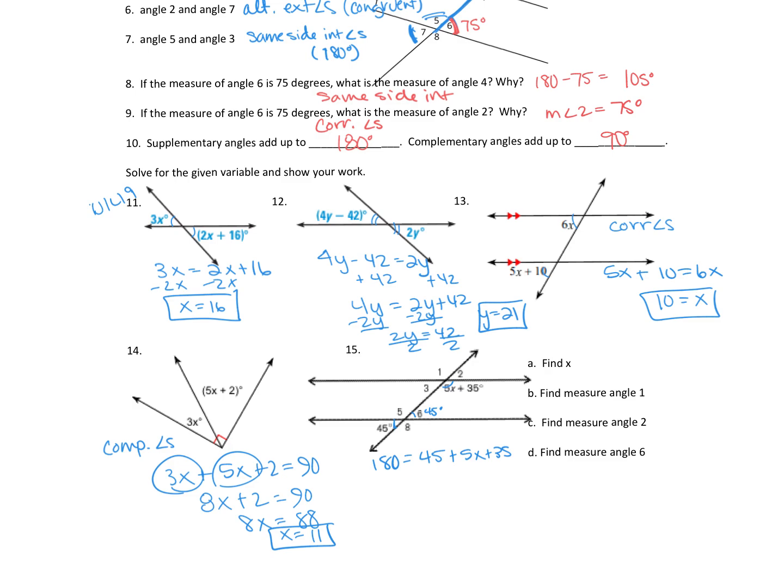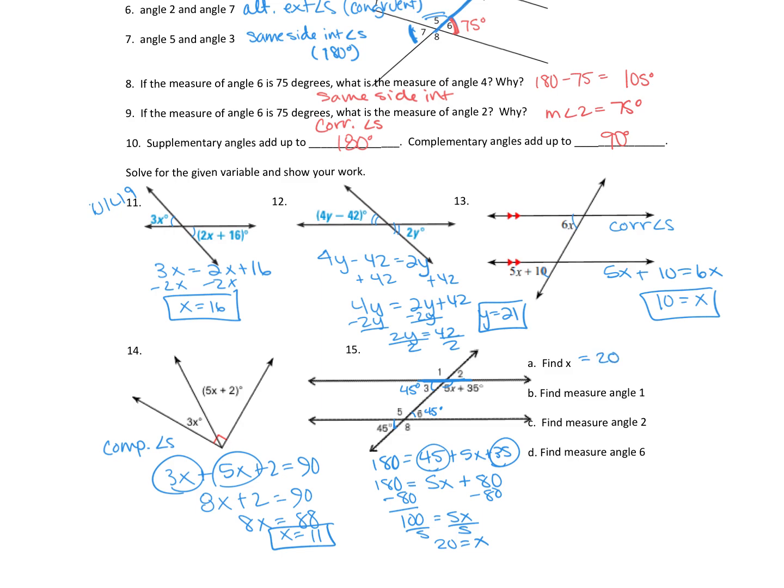I also know that the 45 degrees and 3 are corresponding. And then 3 and my 5x plus 35 make a straight line, a linear pair, which is also supplementary. So I have a couple ways to figure that out. Now I'm going to combine my like terms, and I have 180 equals 5x plus 80. I'm going to subtract 80 from both sides and get 100 equals 5x. I'm going to divide both sides by 5, and I get 20 equals x.